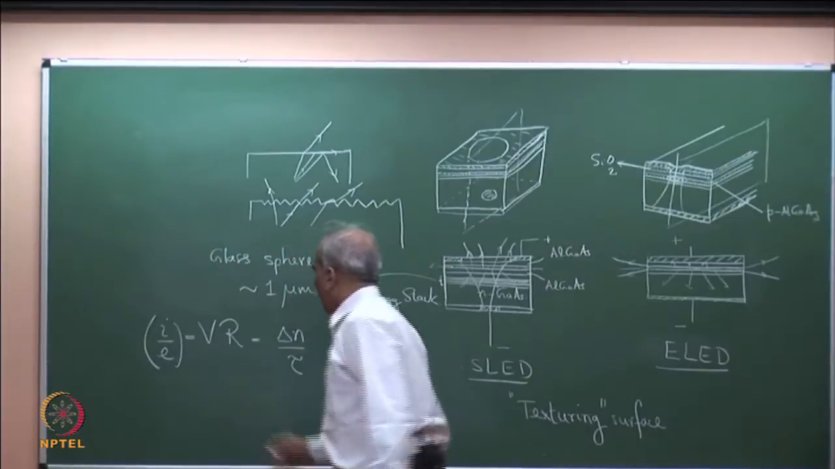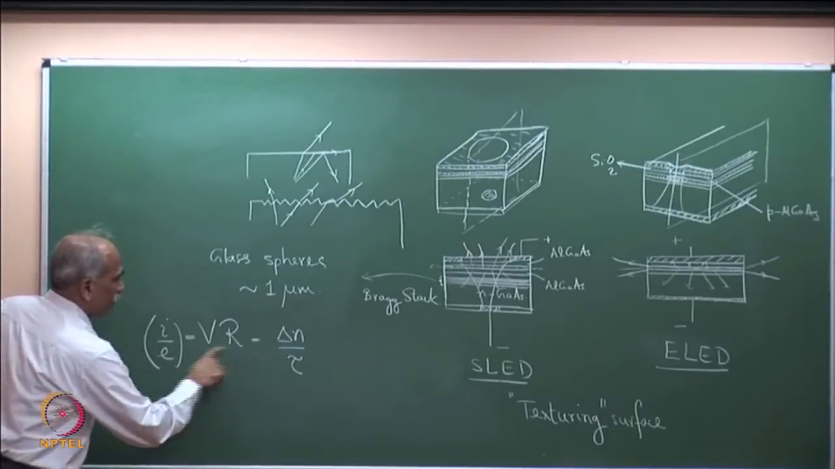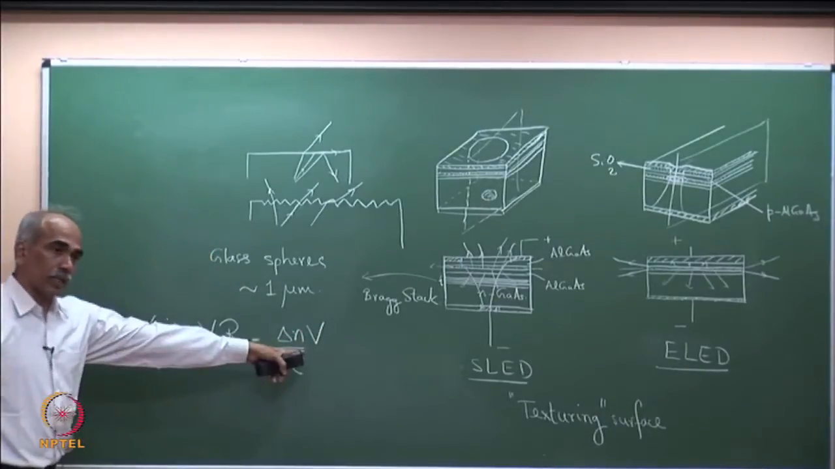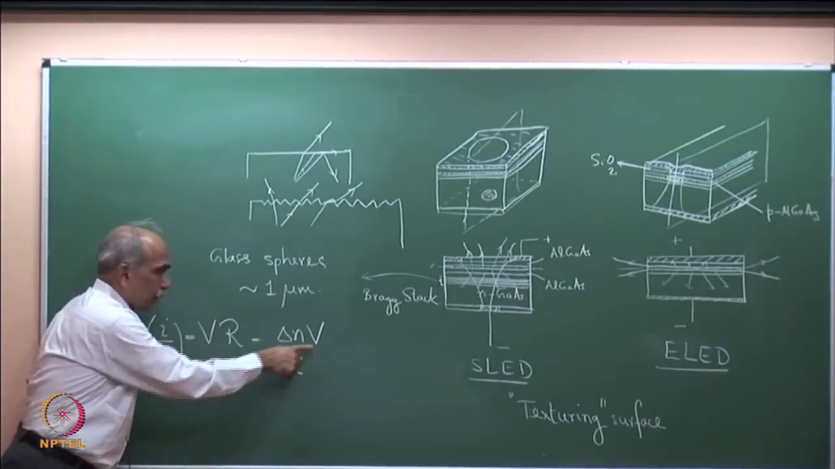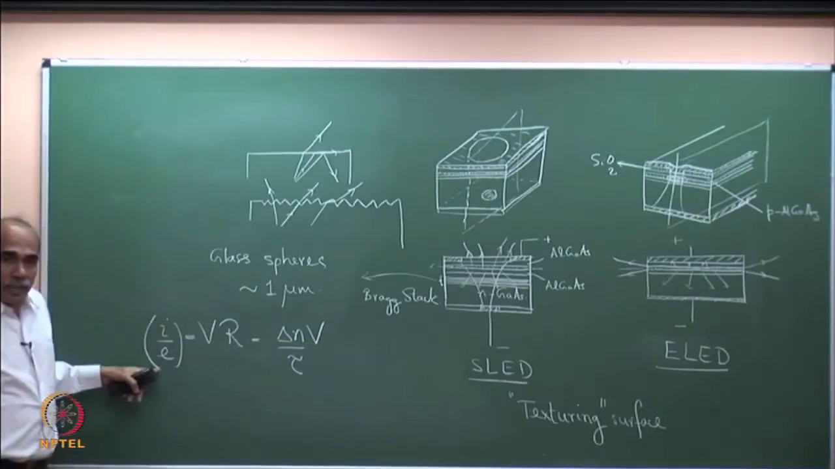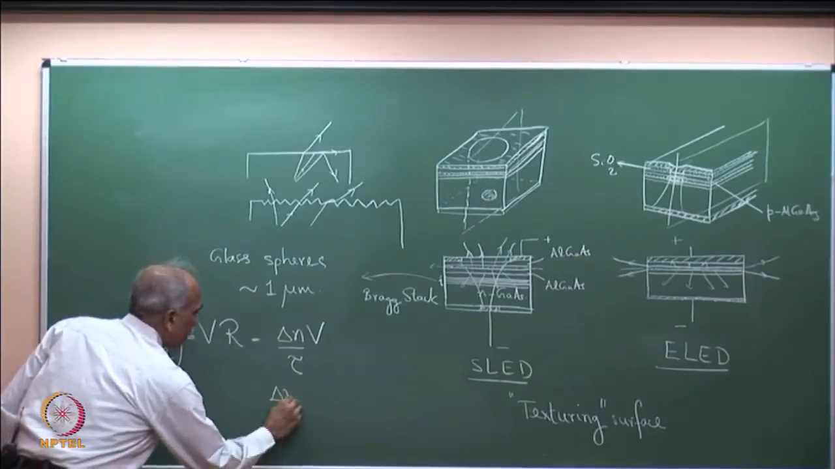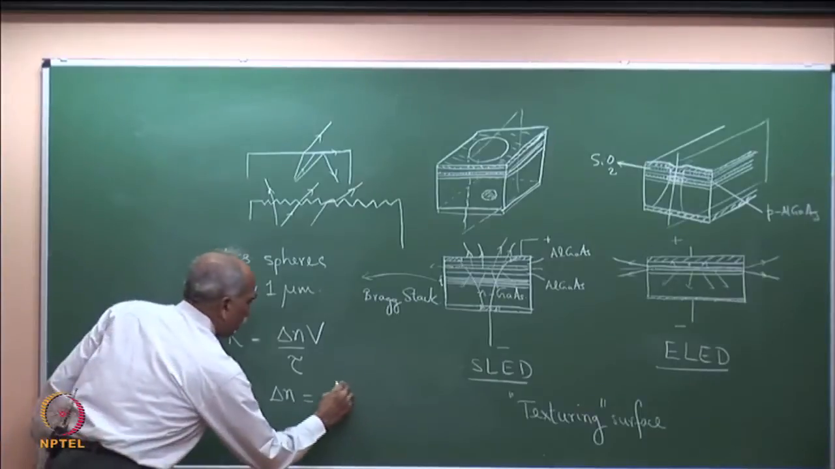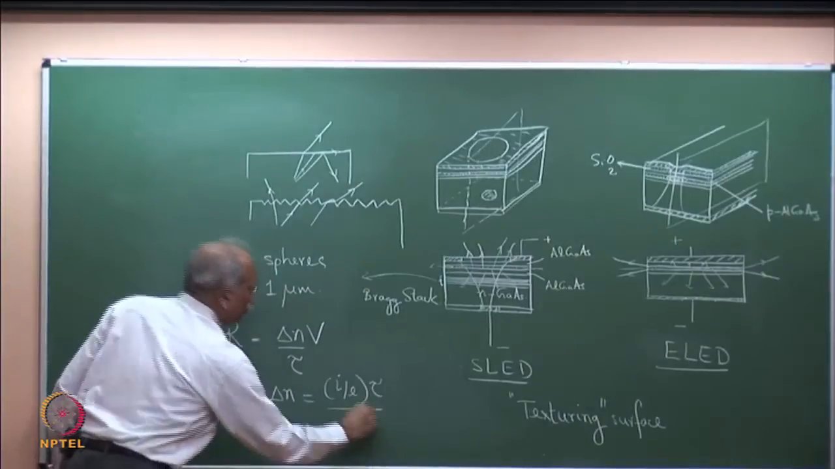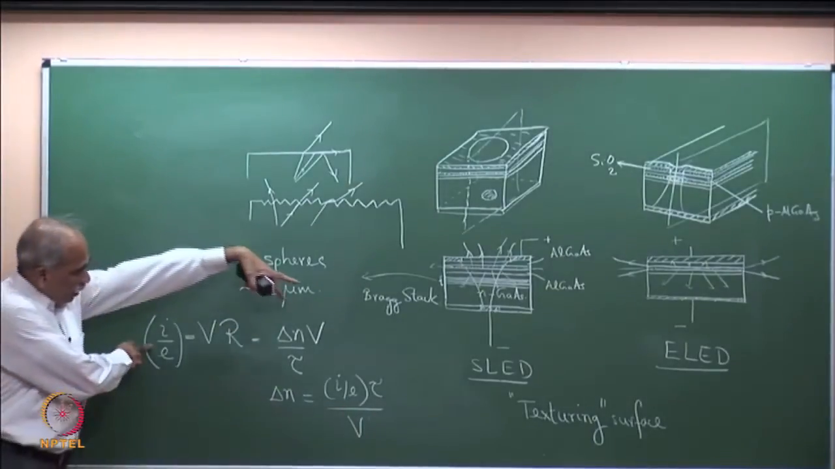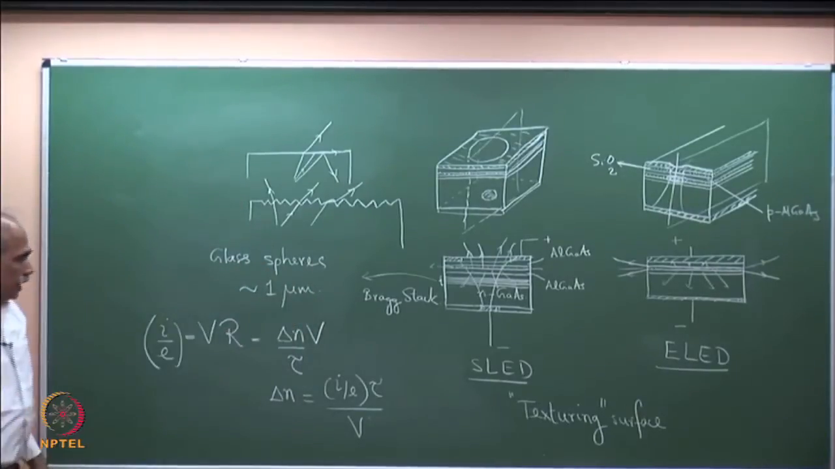So, therefore, please see this. If I multiply by V here, I should multiply by V here also. R is equal to delta n by tau. V into R is equal to delta n by tau into V, which is also equal to I by E. So, we have delta n is equal to I by E into tau divided by V. Now, delta n is equal to I by E by V into tau.